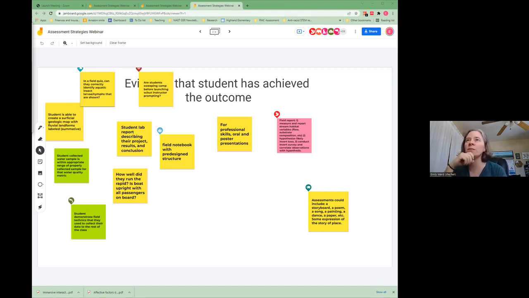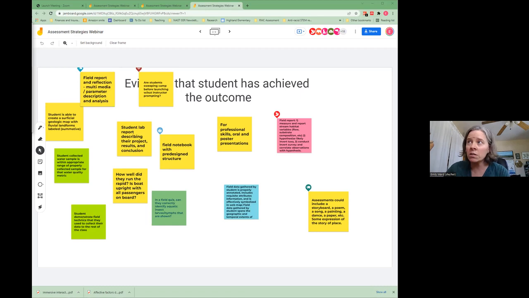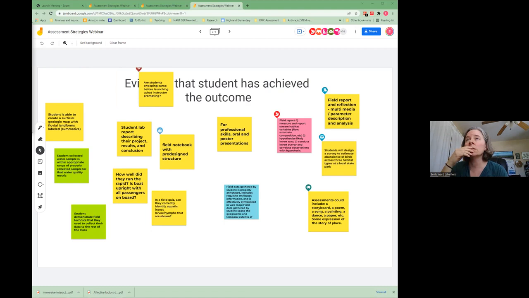Great. I'm seeing a lot of cool things here. Reports, presentations, other student products, art, stories. Others might involve an observation protocol. So somebody asks, are students sweeping camp before launching without instructor prompting? I would take the 5 minutes and just look at the different students, seeing what sort of activities they're doing. Maybe that's an observation protocol that you could come up with and jot down that information. How well did they run a rapid?